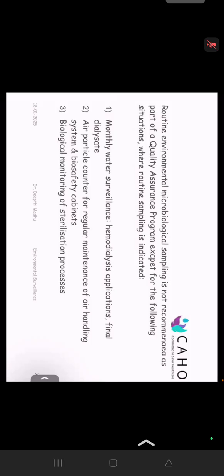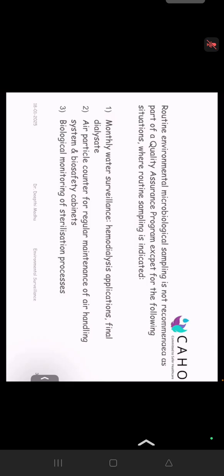Air particle counter for regular maintenance of air handling system and biosafety cabinets. Again, this would not be your routine wards or patient care areas. This would be areas where you expect or where you want the microbial burden to be less and where you have already installed mechanisms to control the microbial burden. So for regular maintenance of the air handling system, your air handling system is what you are trying to assess with the air particle counter or your air surveillance sample.